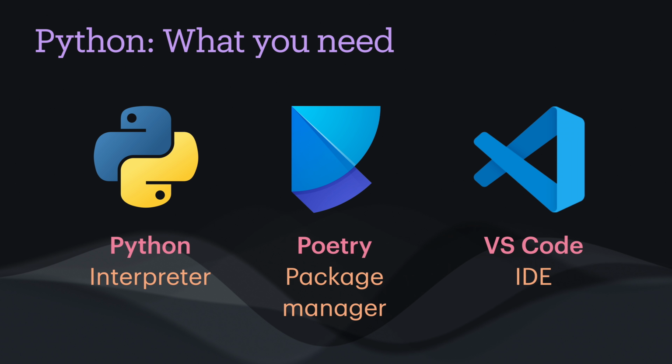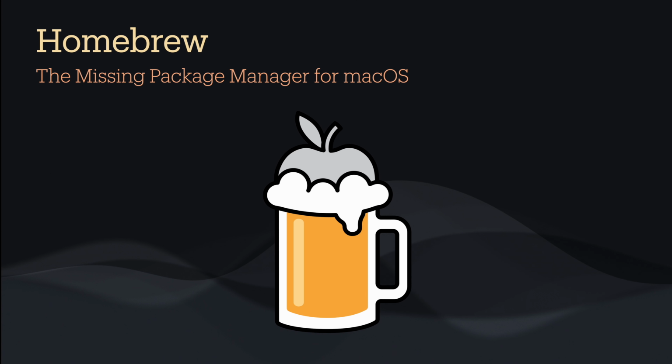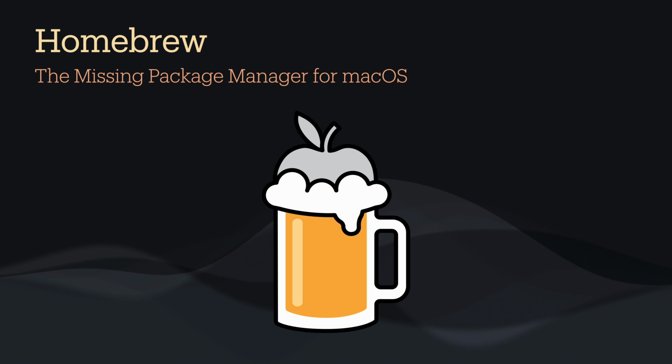In order to install all of these, we could just go on their respective websites, download the official installers, and install all the software, although it can be quite complicated, especially for Python and Poetry. Instead, we'll use Homebrew, which is the missing package manager for macOS. What Homebrew does is it lets you install applications from the command line. Don't be afraid, you'll need to use the terminal, but that's okay, it's actually going to turn out to be much easier.